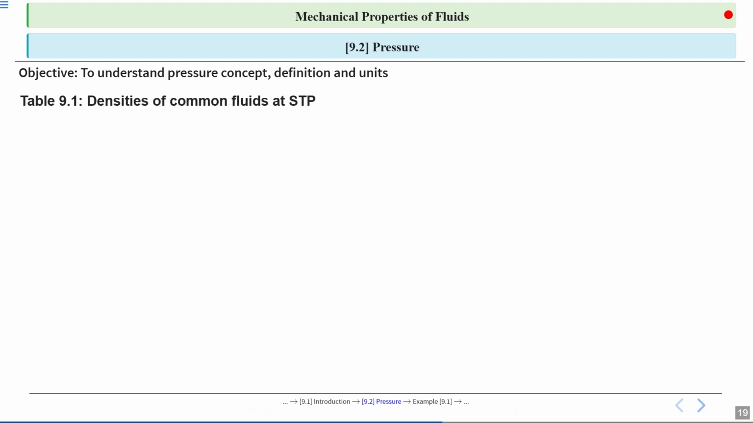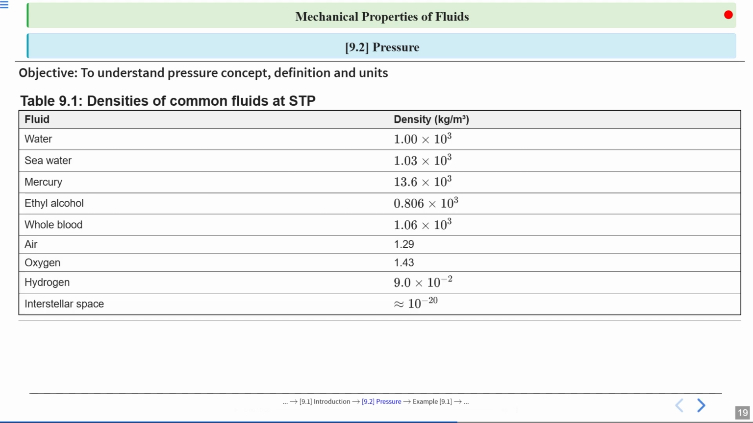Now, let's take a look at Table 9.1, which lists the densities of common fluids at standard temperature and pressure (STP). The fluids are: water, sea water, mercury, ethyl alcohol, whole blood, air, oxygen, hydrogen, and interstellar space. As we examine the table, we observe the differences in density among various fluids.